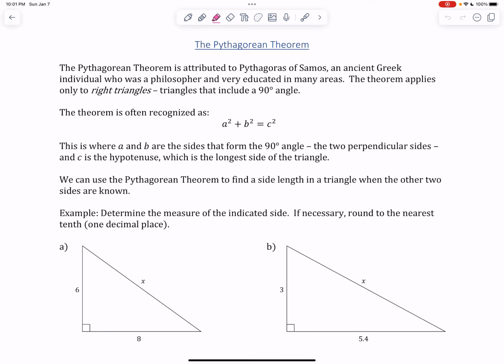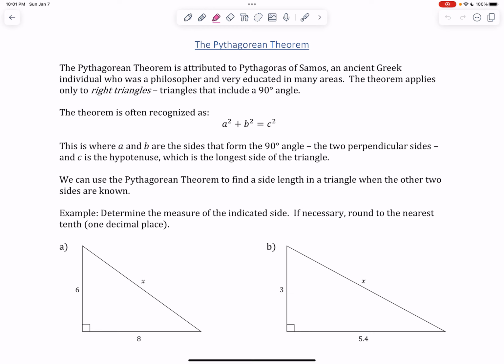A and b are the two perpendicular sides. Those are the two sides that make the 90-degree angle. Which one is which doesn't so much matter as long as those two are the ones that make up that 90-degree angle. C is the longest side, and that's the one that the 90-degree angle kind of opens up to. So whatever the longest side is, that has to be the value of c. We're going to use this theorem to find side lengths, but we're also going to use it to see if some given measurements do represent a right triangle.